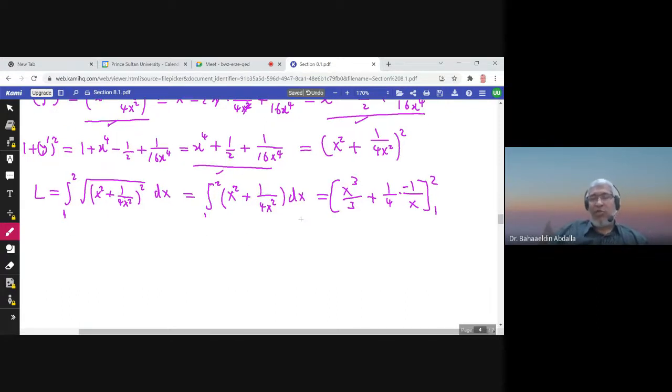So 2 to the power 3 is 8 over 3. Negative 1 over 4 times 2 is 8. So this is when we replaced x by 2. Minus, replace x by 1, 1 over 3. Minus 1 over 4 times 1 is 4. Use the calculator and write the final answer.